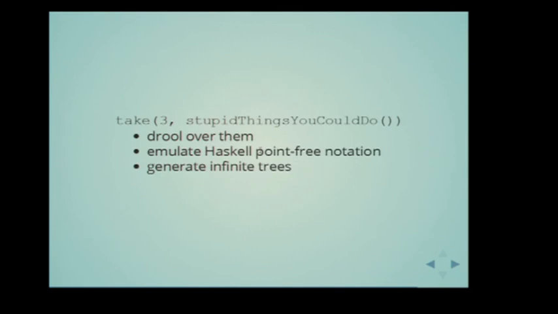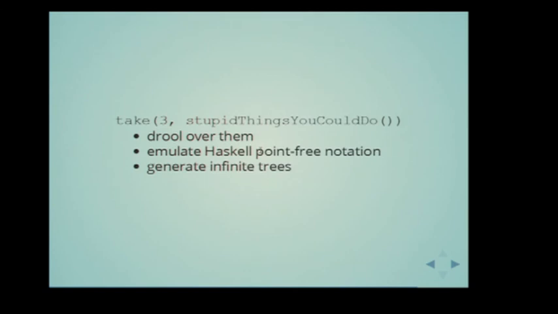There are also dumb things you can do. Somebody implemented a mock Haskell point-free notation with this. What that means is, in Haskell, people like to represent functions without talking about the arguments. So rather than saying y equals math.log of x, and then saying math.min of y and 2, you just mention the functions. So you say math.log, math.min 2, or whatever. You never mention the y or the x.